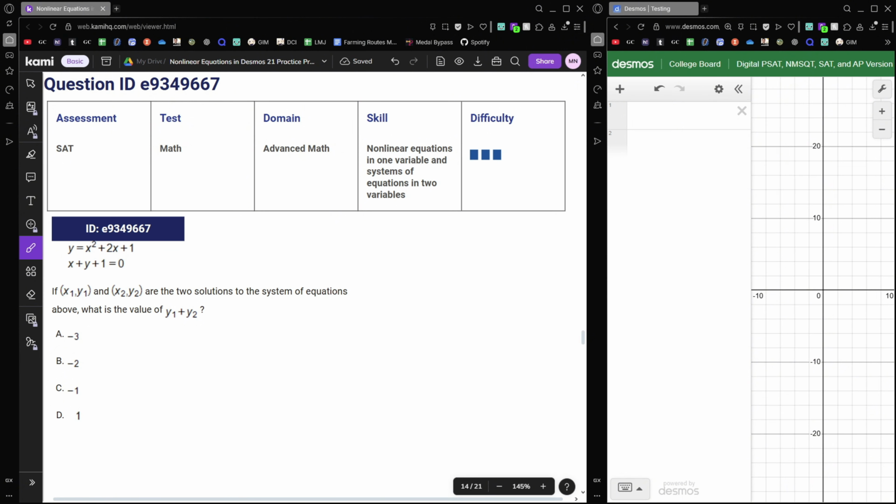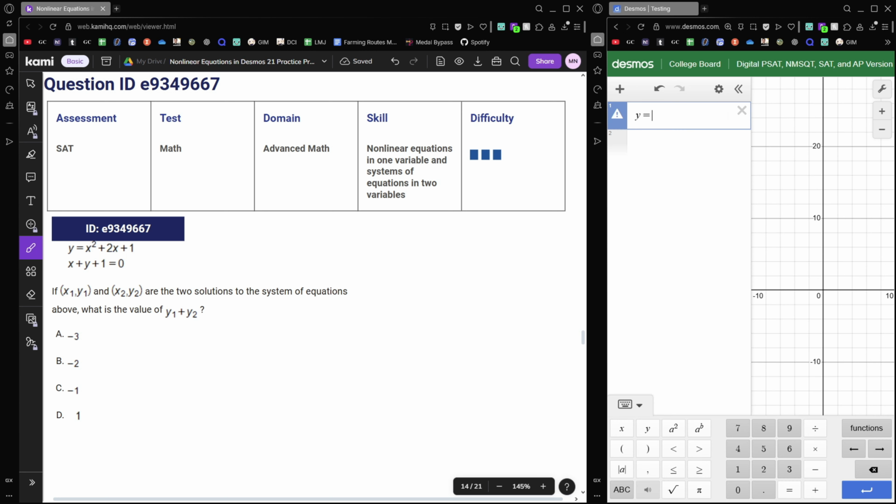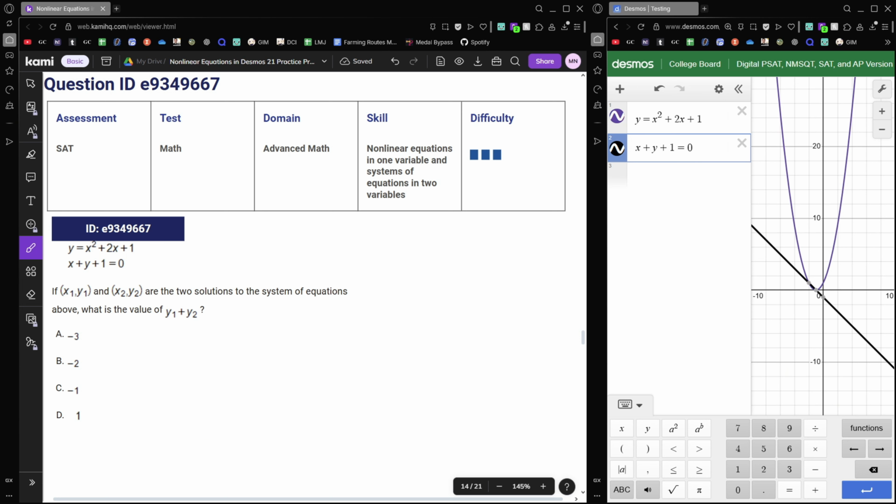Question number 14. If that point and that point are the two solutions to the system of equations above, what is the value of y1 plus y2? Let's go ahead and type those equations into Desmos. y is equal to x squared plus 2x plus 1, and x plus y plus 1 is equal to 0.